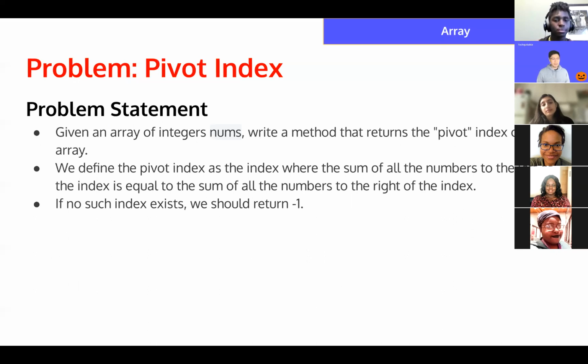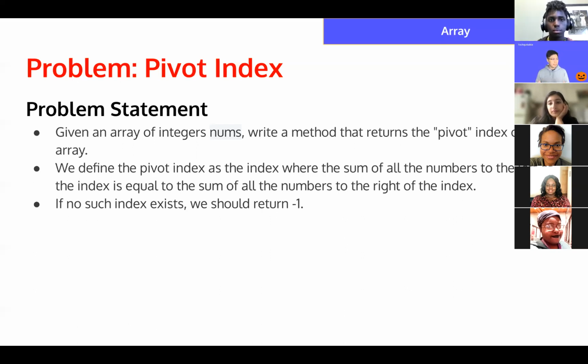All right, and now let's dive into a sample problem. This problem is called pivot index, and this is how the problem goes. Given an array of integers called nums, we want to write a method that returns the pivot index of this array. And what do we mean by pivot index here? We define the pivot index as the index where the sum of all the numbers to the left of the index is equal to the sum of all the numbers to the right of the index. And if no such index exists, we should just return -1.